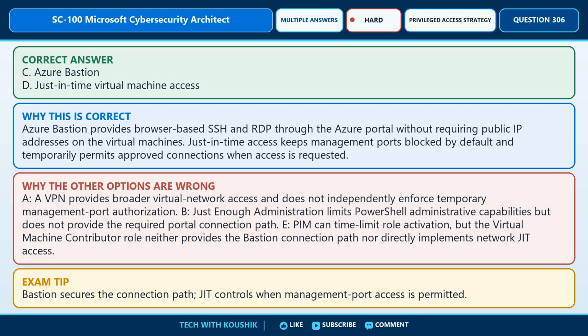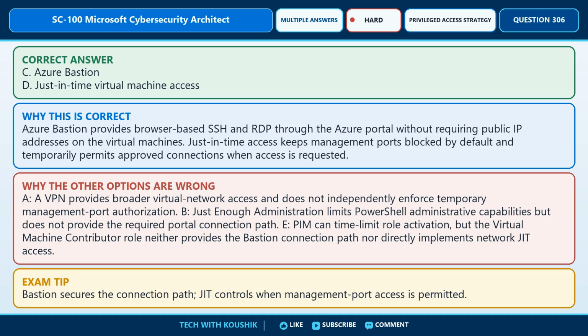The correct answers are Option C, Azure Bastion, and Option D, just-in-time virtual machine access. Here's why. Azure Bastion provides browser-based SSH and RDP through the Azure portal without requiring public IP addresses on the virtual machines. Just-in-time access keeps management ports blocked by default and temporarily permits approved connections when access is requested.